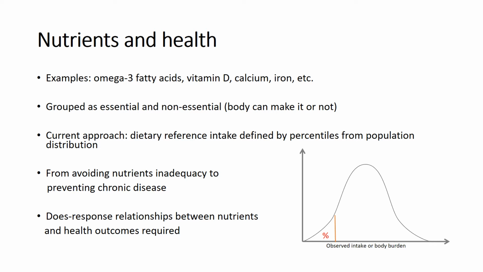The current approach is that we set up the dietary reference intake for various nutrients, and these reference intake values are defined by percentiles from the population distribution. This approach works well from the perspective of avoiding nutrient intake inadequacy, but not that well to prevent chronic disease. To better understand how to prevent chronic disease from nutrient intake, or in other words, to use the food as medicine approach, we need to know more about the dose-response relationship between each nutrient and the health outcome.